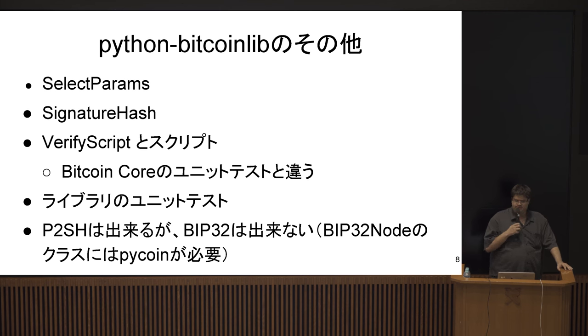Verify script seems to be consensus correct. You can run a script through it and check whether or not it ends up returning true or false. There's a bunch of unit tests, and you can do pay-to-script hash, like for multisig, although it doesn't implement BIP32. For that, I often use PyCoin's BIP32 node implementation when I need to use BIP32.